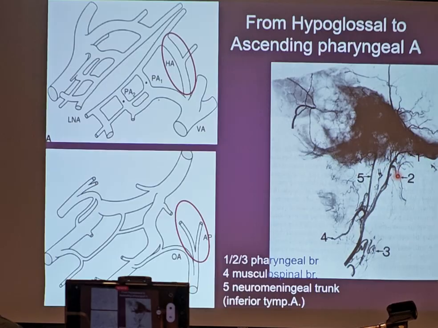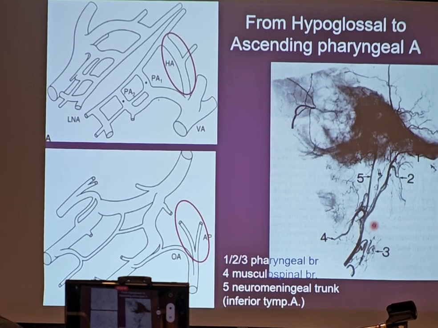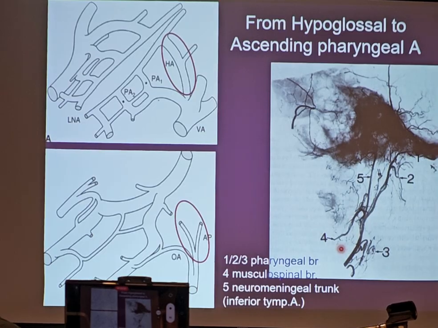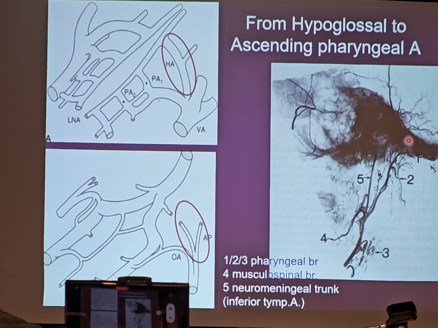So we know that we have two, three pharyngeal branches, and then we have the musculospinal branch, which usually supplies whatever tumors are around the head and neck area, and we have the neuromeningeal trunk there.